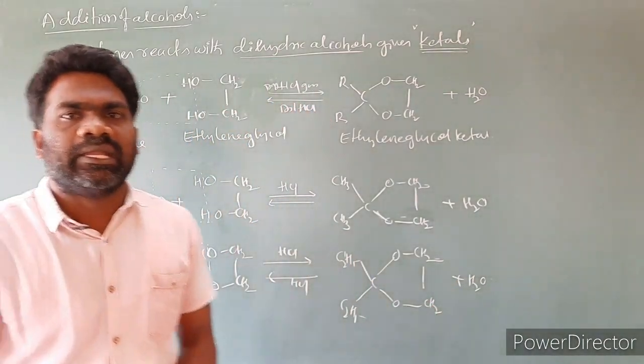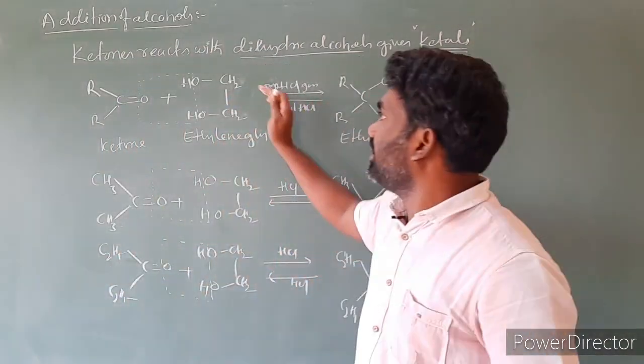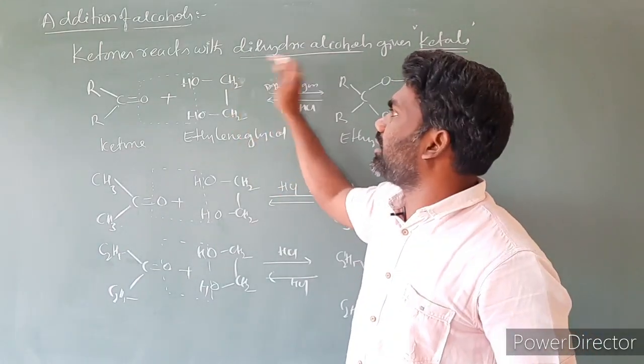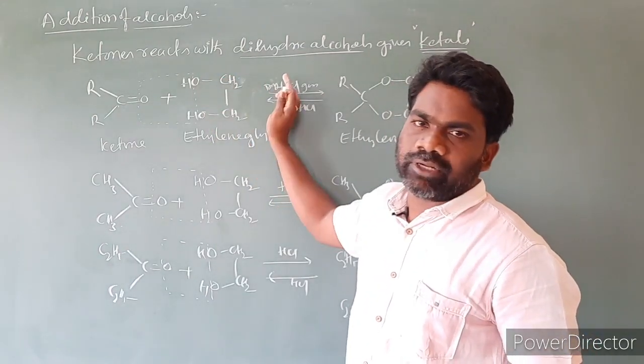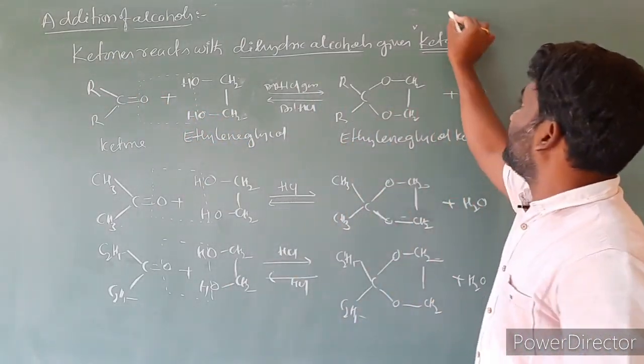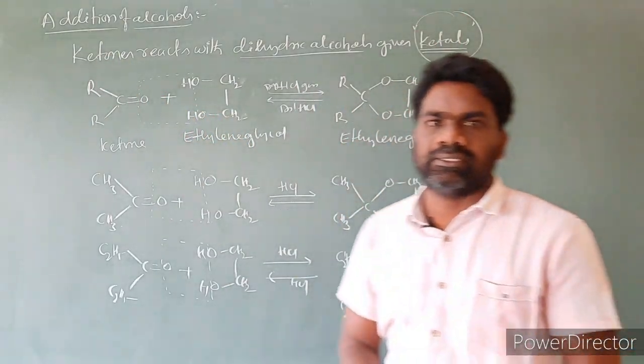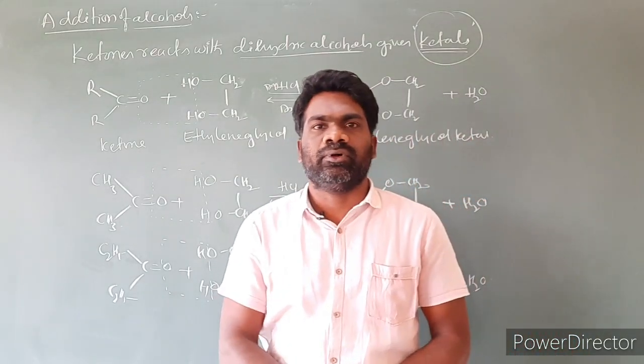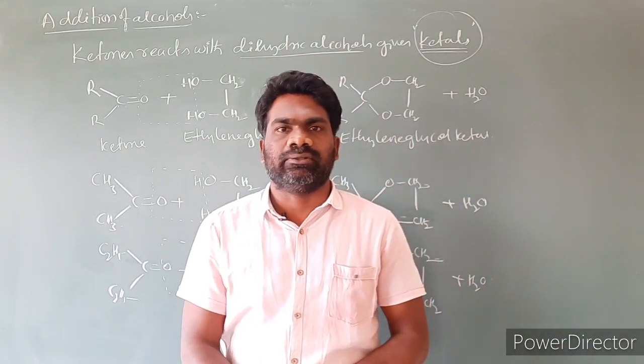So this is the addition of alcohols, that is dihydric alcohols containing two OH groups, to ketones. The product formed in this reaction is ketals. This is the addition of dihydric alcohols to ketones.